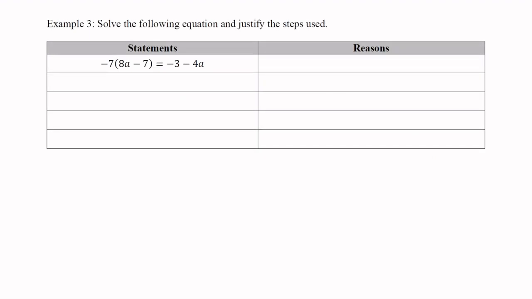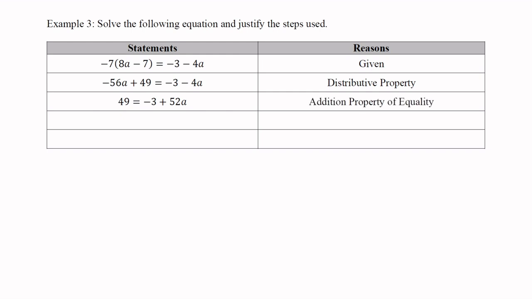In example 3, we're going to start off with our given. We're going to distribute the negative 7 out to what's in parentheses. So we use the distributive property. Next, we've got to move the variable. So we add 56a to each side. So that was the addition property of equality. Now we're going to add 3 to each side. Again, that's the addition property of equality. And then finally divide each side by 52, and that gives us 1 equals a, and that is the division property of equality.